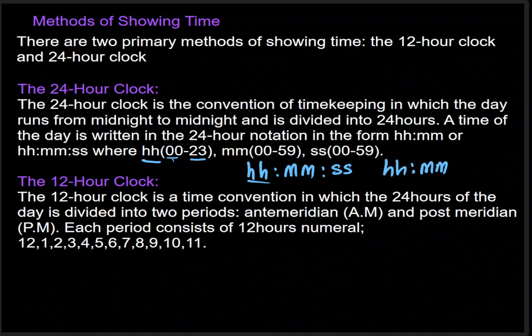Now the first thing you must take note of is that in the 24-hour clock system you have two digits. Each of the units, you can see the hours, you have two digits. Even if it is 0, you write 00. If it is 5, you write 05. If it is 10, you can now write 10. It must carry two digits.